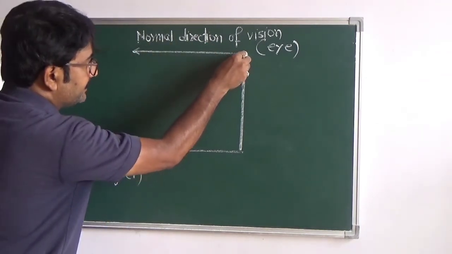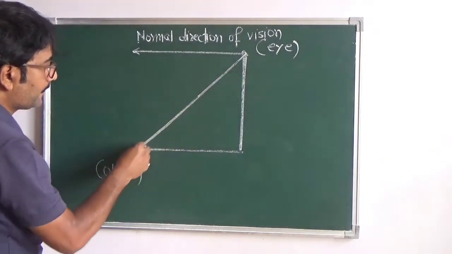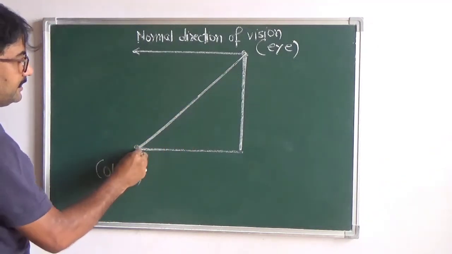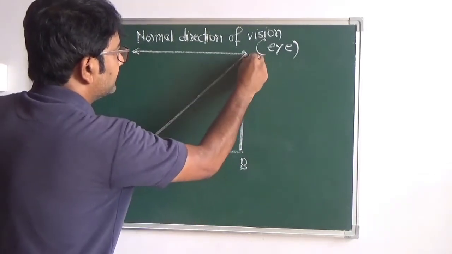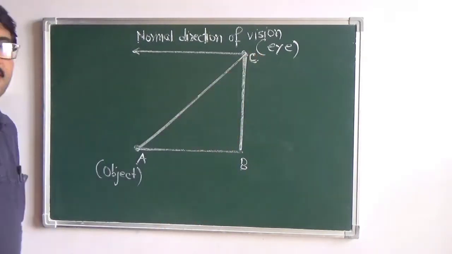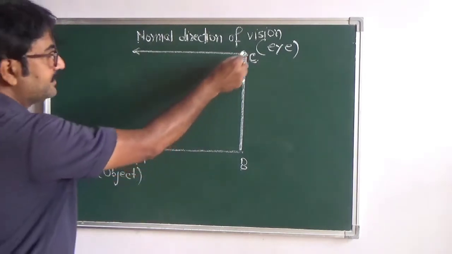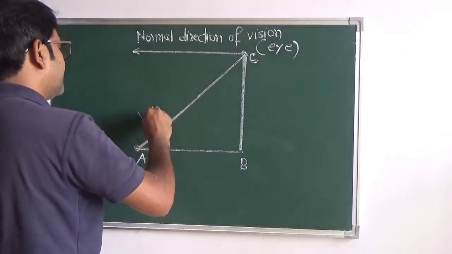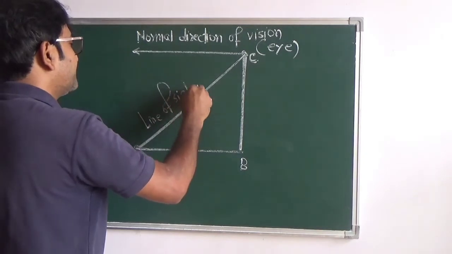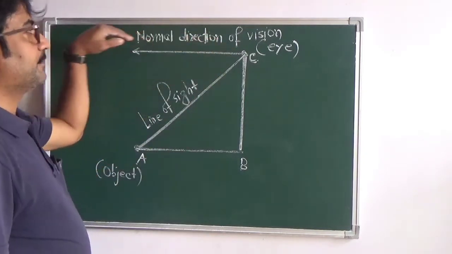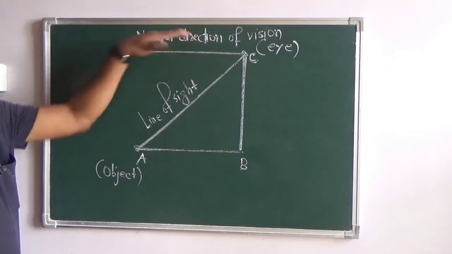So if we join this, if we name it as ABC, then which is your line of sight? The line of sight is CA. This is the line of sight, but in this case we are looking at an object which is below this normal direction of vision or below the horizontal.